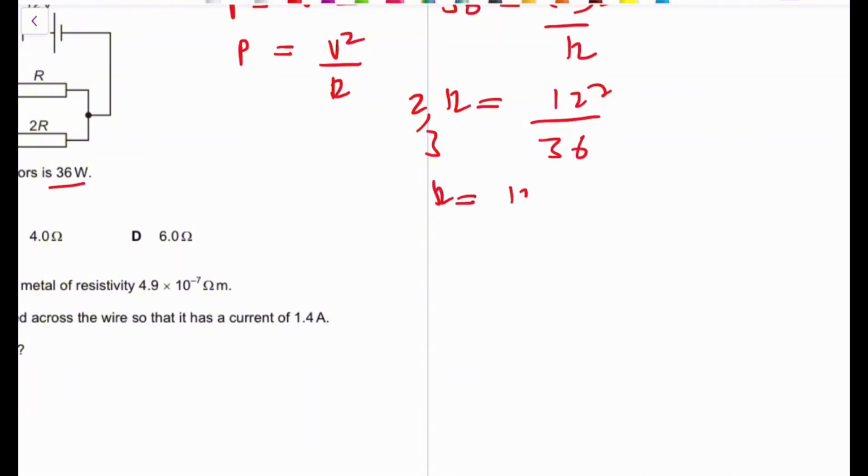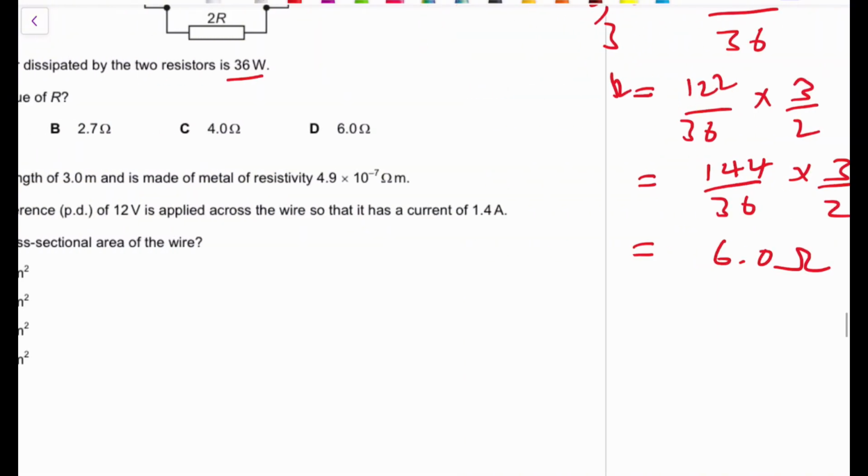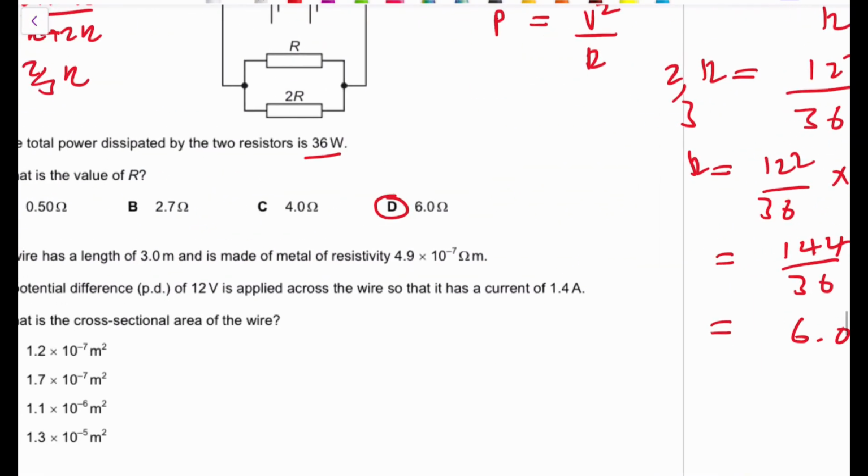So 2 over 3 R will be equivalent to 12 squared divided by 36. So R will be 12 squared divided by 36 times 3 divided by 2, which is 144 divided by 36 times 3 divided by 2. That's going to give you approximately 6.0 ohms, right? 12 times 2 is 24, and 24 into 144 is 6. So the answer is D.